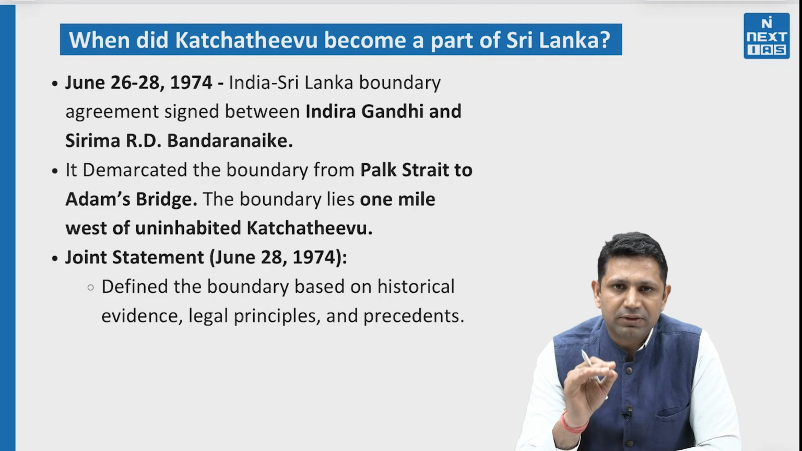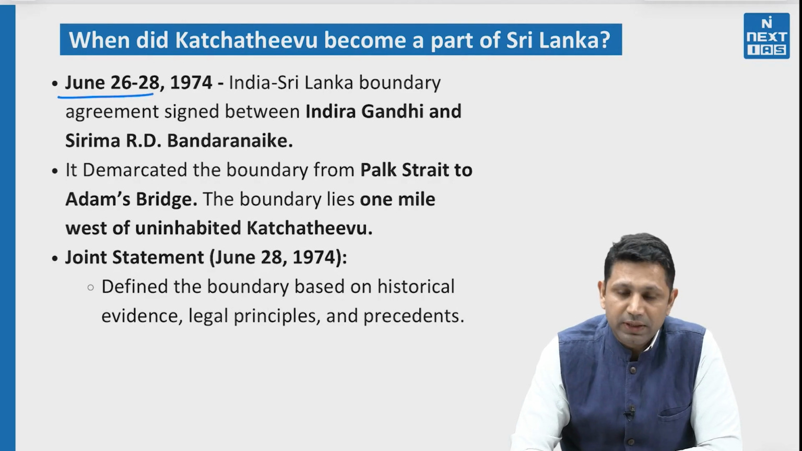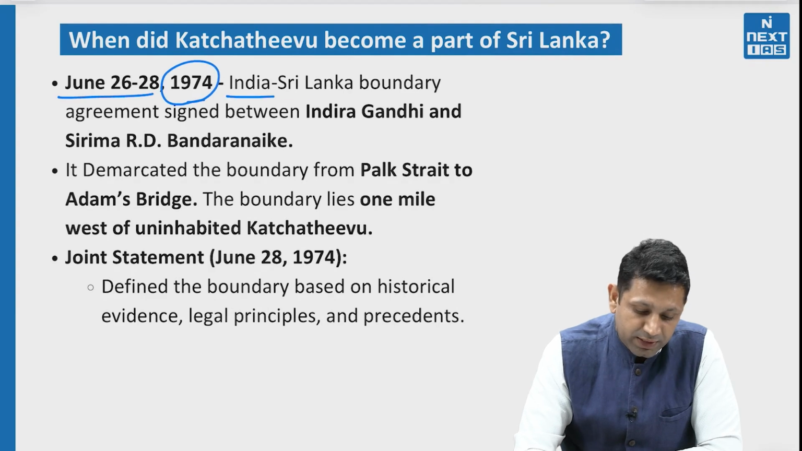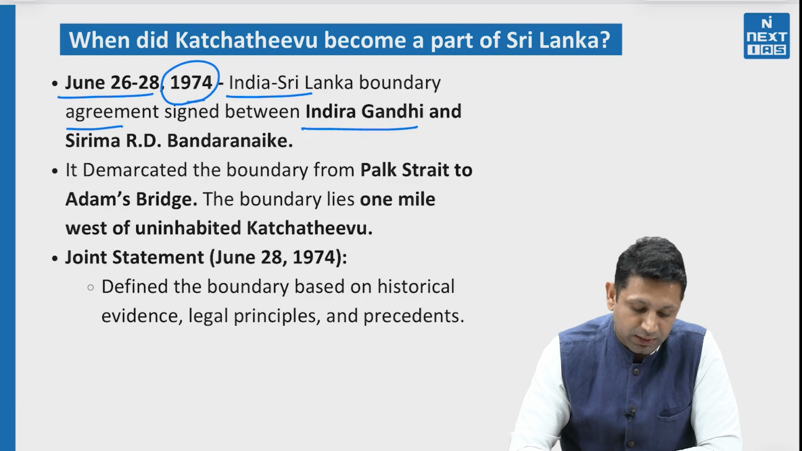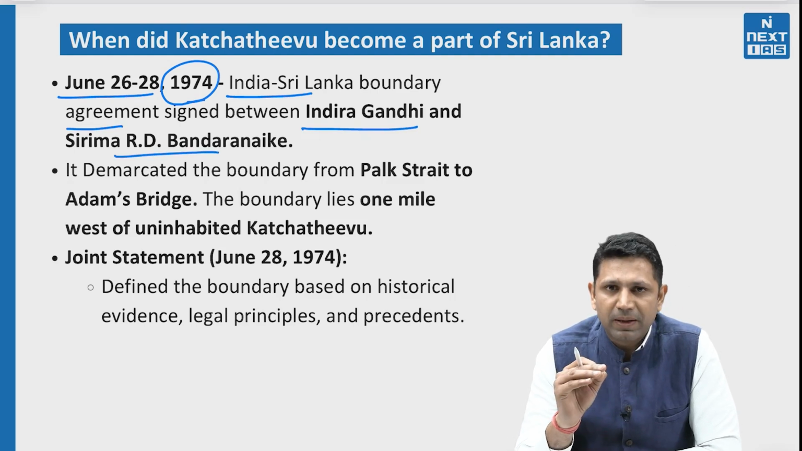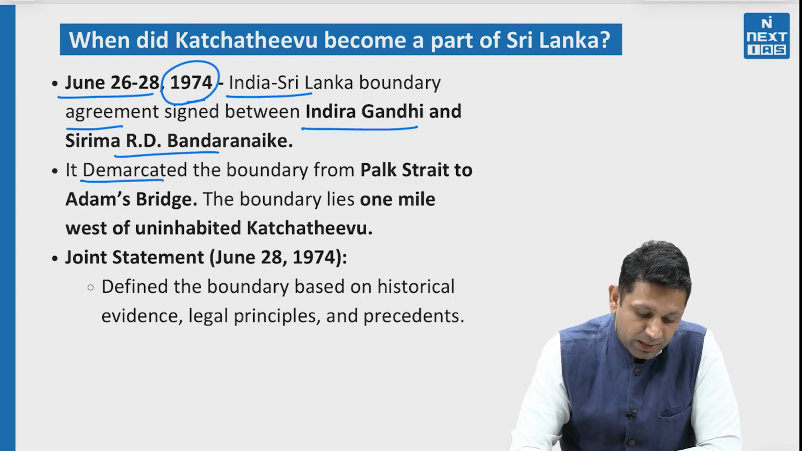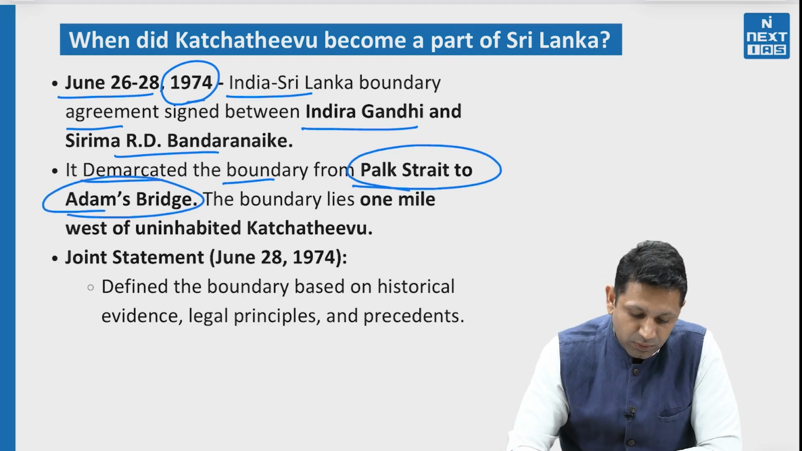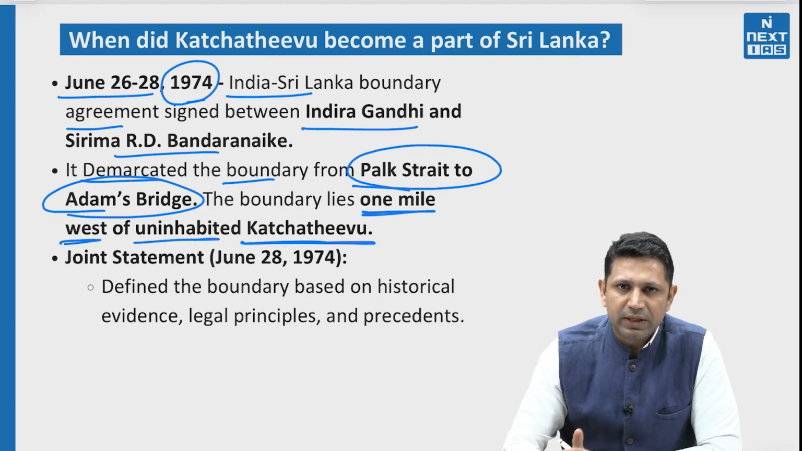Now in 1974, let's see what events there were. Between June 26 and 28, 1974, the India and Sri Lanka boundary agreement was signed between the then Prime Minister of India, Indira Gandhi, and Sirimavo Bandaranaike. So between the Prime Ministers, this agreement was signed. According to this agreement, there was a demarcation of the boundary from Palk Strait to the Adam's Bridge. This boundary line lies 1 mile west of the uninhabited Katchatheevu Island. It was on the Indian side.